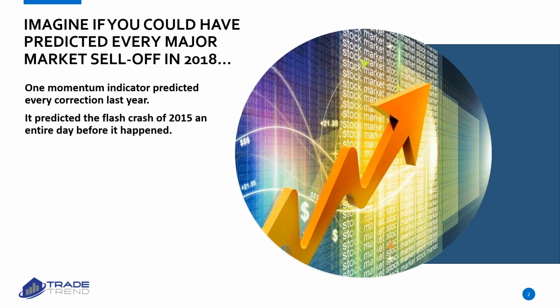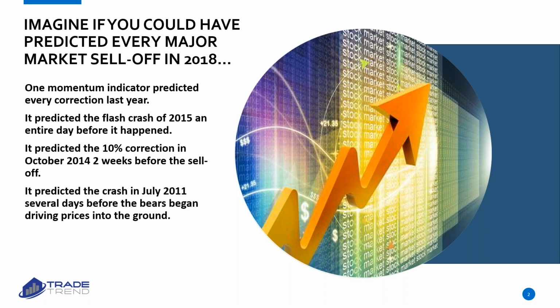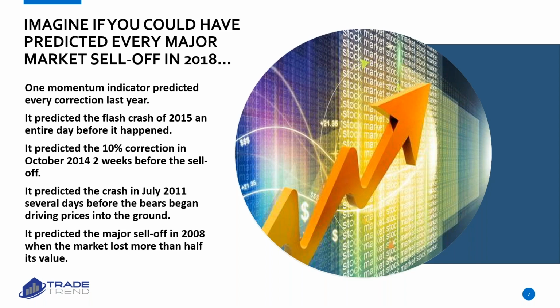It also predicted the flash crash of 2015, and it predicted it an entire day before it happened. It also predicted the 10% correction we saw in October 2014, and it did this 2 weeks before the sell-off. It predicted the crash in July 2011, several days before the bears began driving prices down. And it also predicted the major sell-off in 2008 when the markets lost more than half of their value.